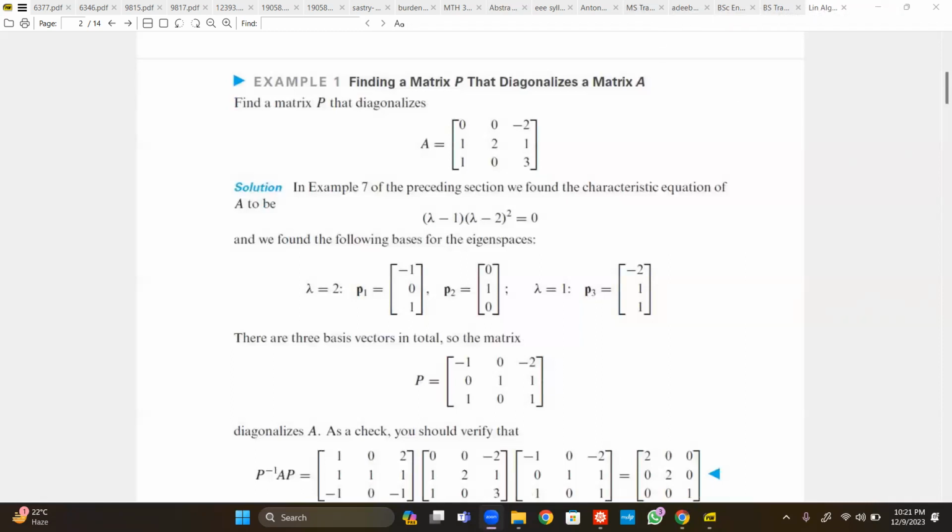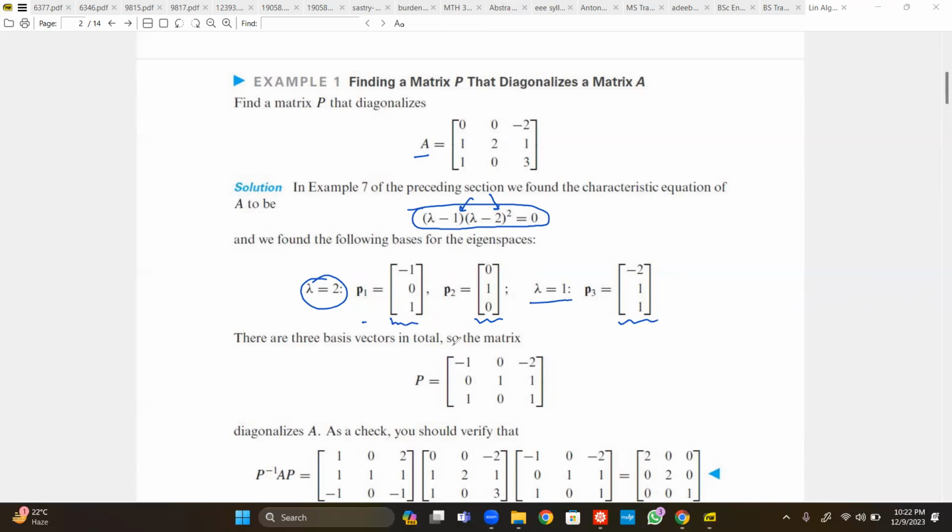Here we have a matrix A, a 3 by 3 matrix. You know how to find the eigenvalues, right? Just formulate the characteristic equation and solve it for lambda. So the values of lambda are the eigenvalues. One of those values is 2, the other one is 1. 2 is a repeated eigenvalue, and for 2, you get an eigenspace that has two linearly independent eigenvectors P1 and P2. And for lambda equals 1, you get one eigenvector.